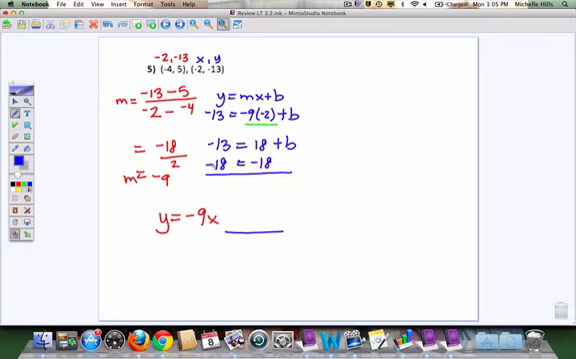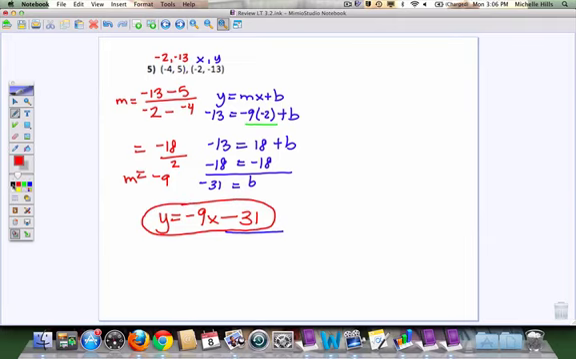Negative 13 minus 18 is negative 31 equals, the 18 minus 18 is 0, so all that's left on that side is b. Since it's a negative 31, my final equation is y equals negative 9x minus 31. Don't ever give a final answer with plus a negative in it, because again, that's not simplified.